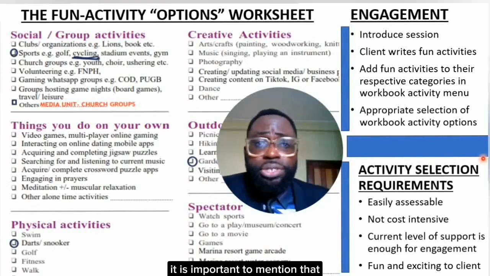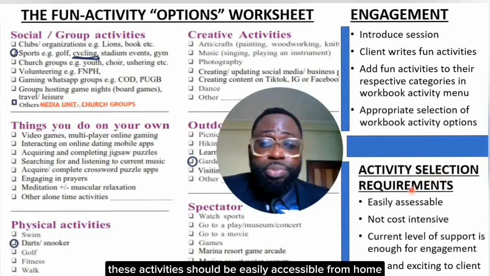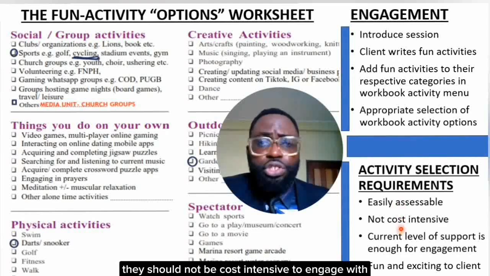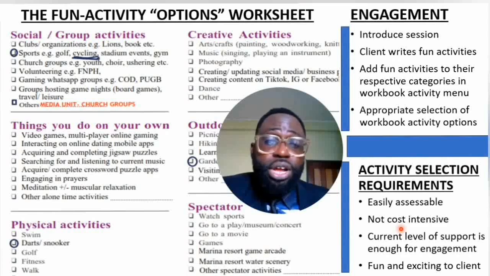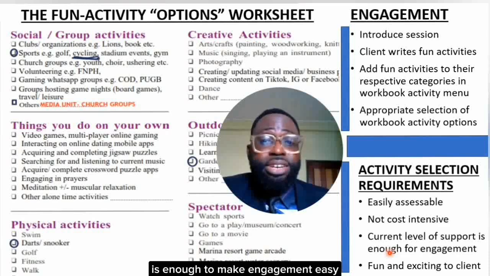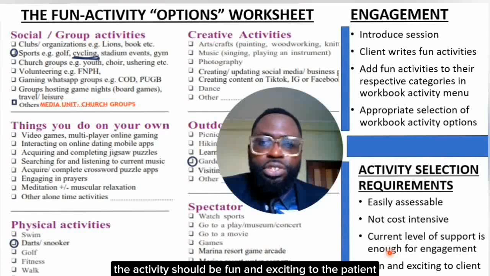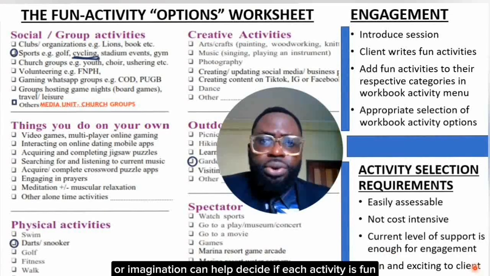It is important to mention that there are 4 rules to consider while ticking items on this worksheet. Rule number 1, these activities should be easily accessible from home at all times. Rule number 2, they should not be cost intensive to engage with over long periods of time. Rule number 3, the current level of support from the family members is enough to make engagement easy. And number 4, the activity should be fun and exciting to the patient. Their past experiences or imagination can help decide if each activity is fun.